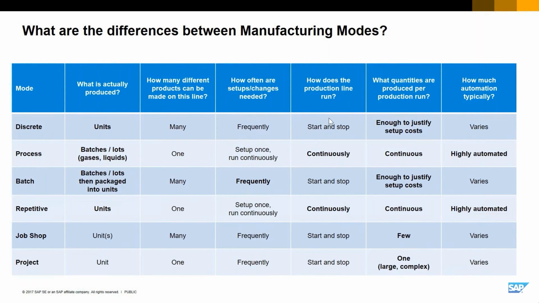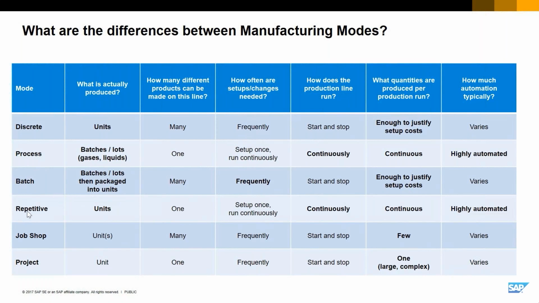It can be done frequently. There will be start and stop in the production area. So what quantities are produced per production run? Enough to justify setup costs. How much automation is typically done here? It varies. In the process industry, you have batches, lots, like gases and liquids. Again here, how many different products can be made on this line? Only one. For one batch you will make only one thing. So like this, you can compare this batch process.